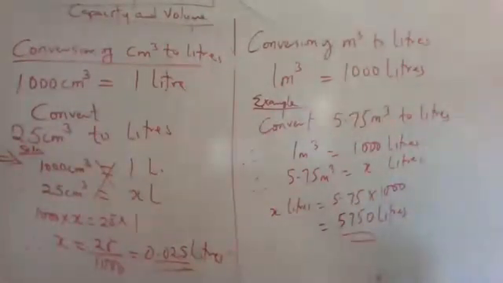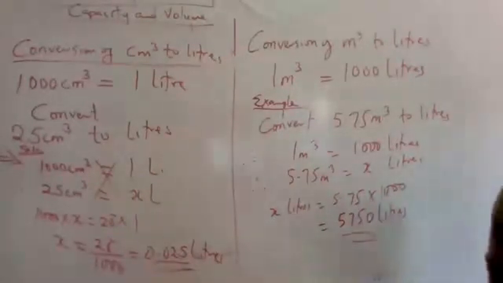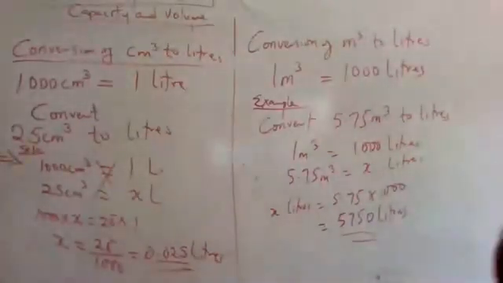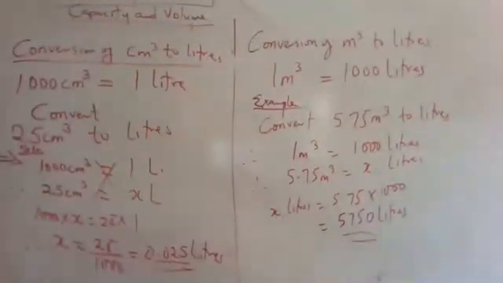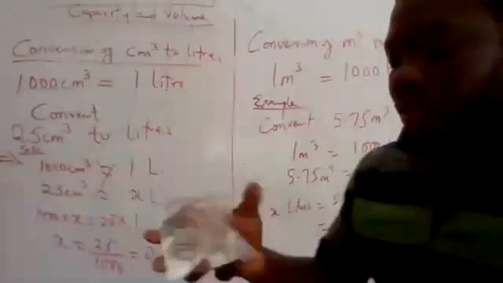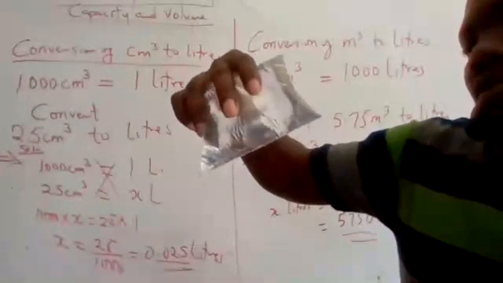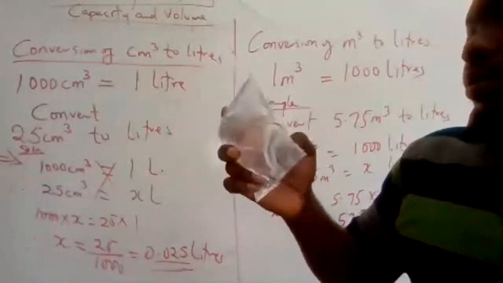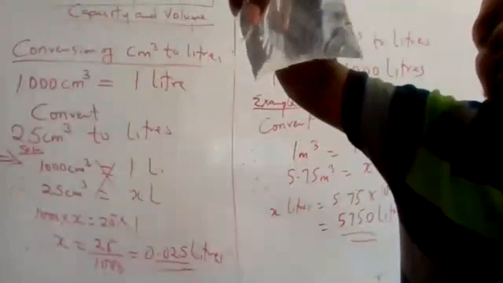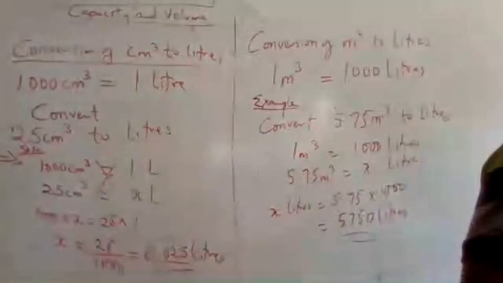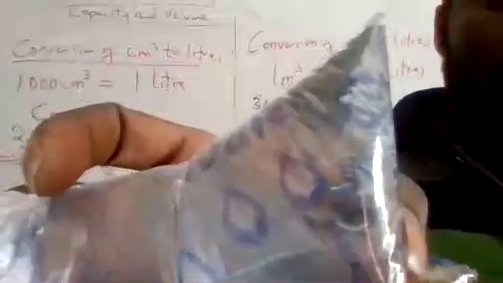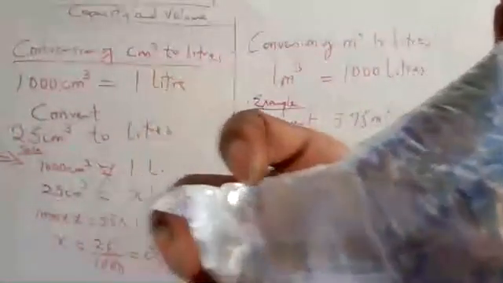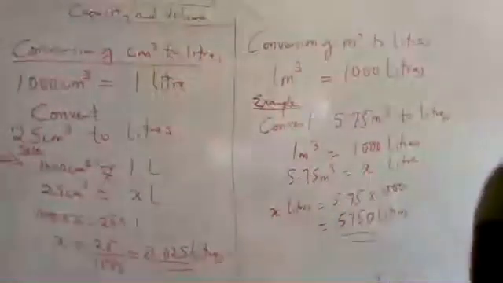Now, liters have some other subunits. Like I told you yesterday, for instance, your sachet water is in centiliters. That is your pure water. I think I even have one sachet water here. Let's see. If you look at it, I don't know if you can see it, the screen is not so clear. Here you have 50 cl. But if you have anyone at home, you can check. So it's in centiliters.